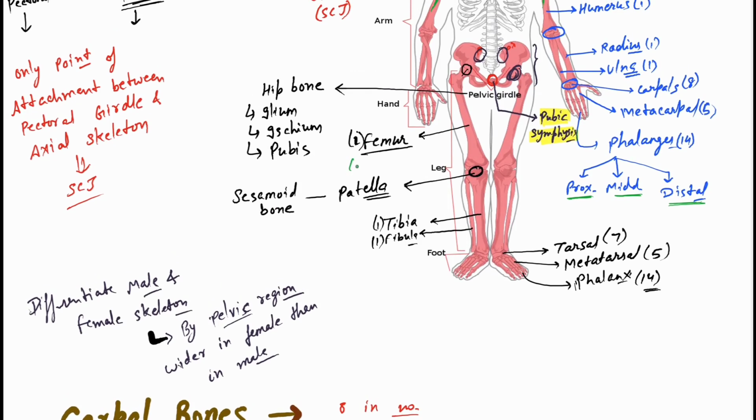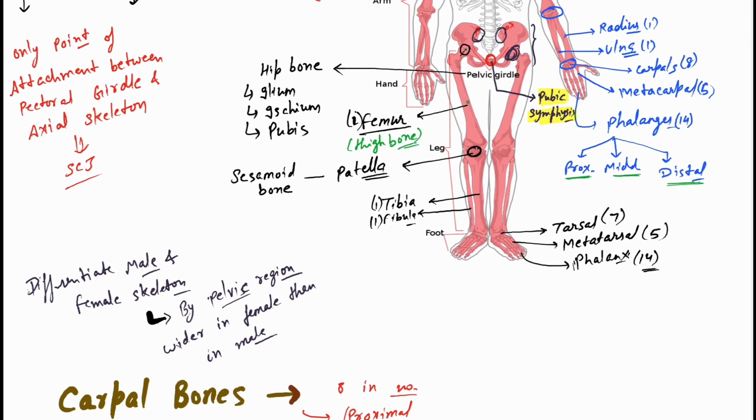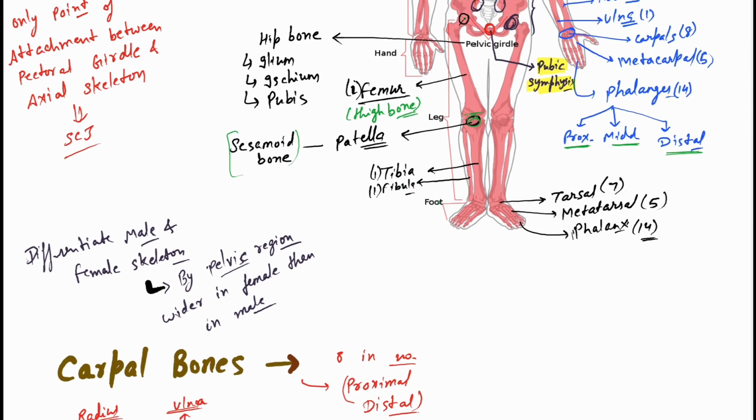So we can say femur is our, not fever, it's femur. Femur is our thigh bone. So femur is a thigh bone from the hip to the knee regions. Then we have the patella bone, that is also another sesamoid bone. Then we have the tibia and the fibula.